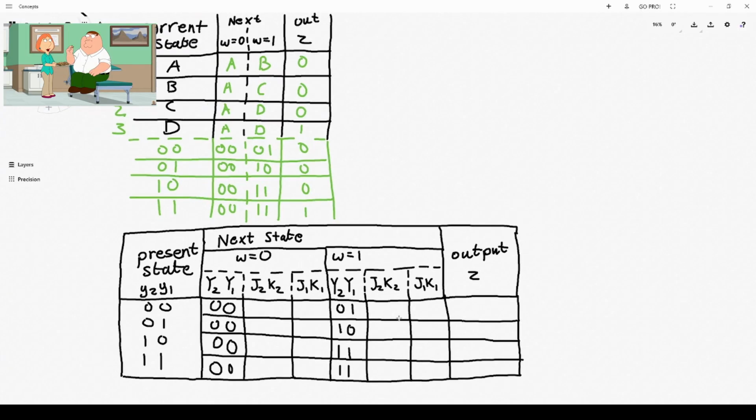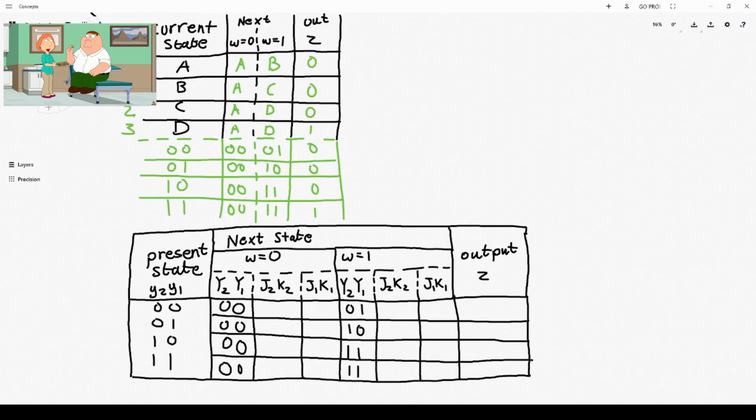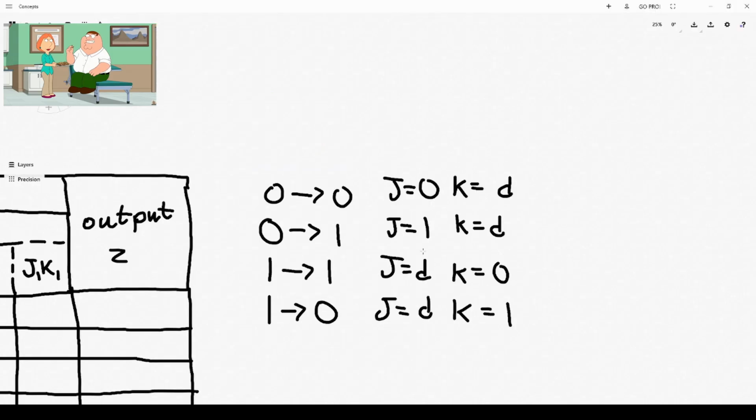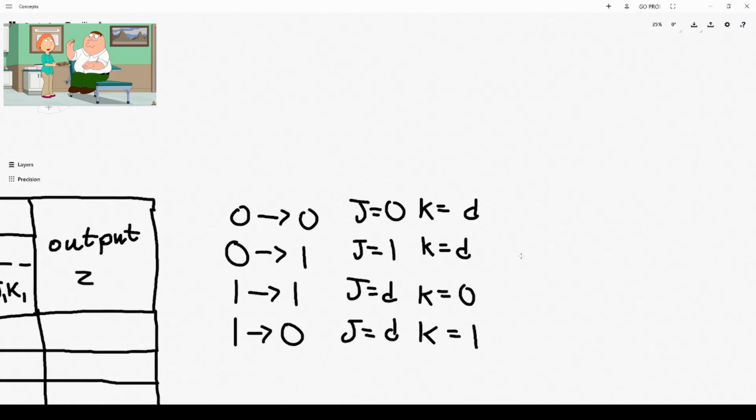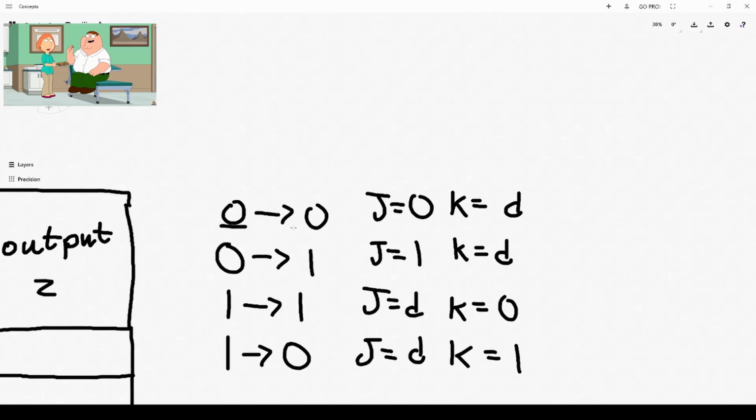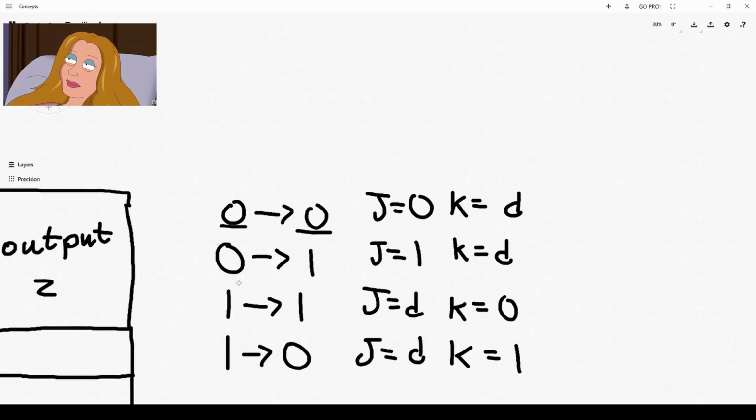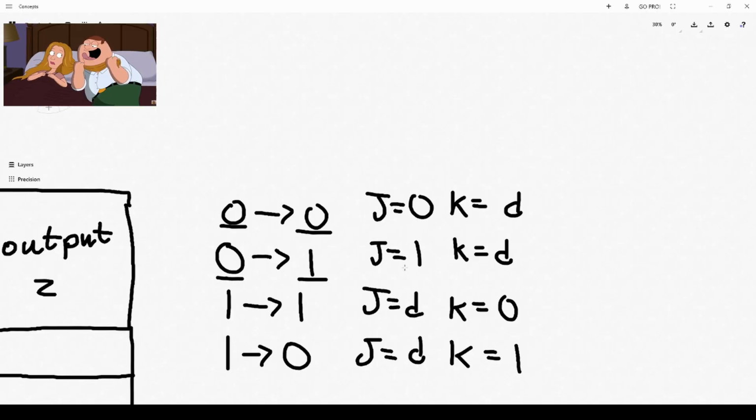I'm going to pull up the rules here for the JK flip-flop real quick, so give me a minute. Alright, so here I have the rules for our JK flip-flops. If a flip-flop goes from 0 to 0, then J will equal 0 and K will equal D. If a flip-flop goes from 0 to 1, then J equals 1, K equals D.